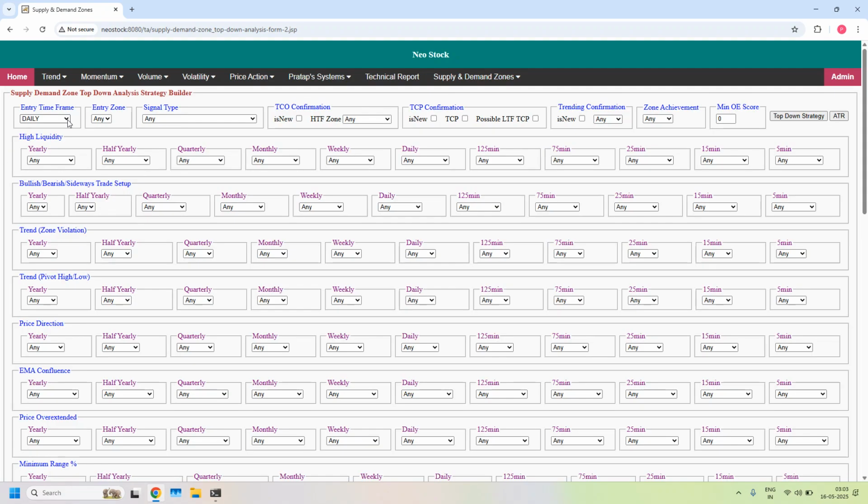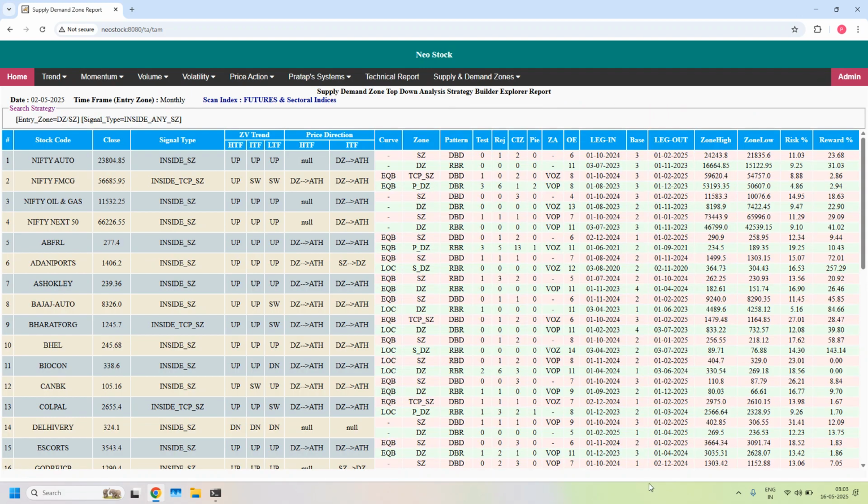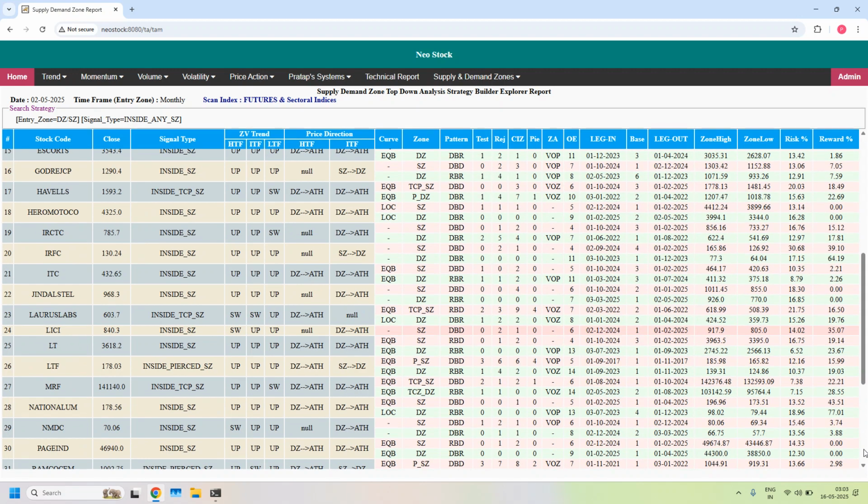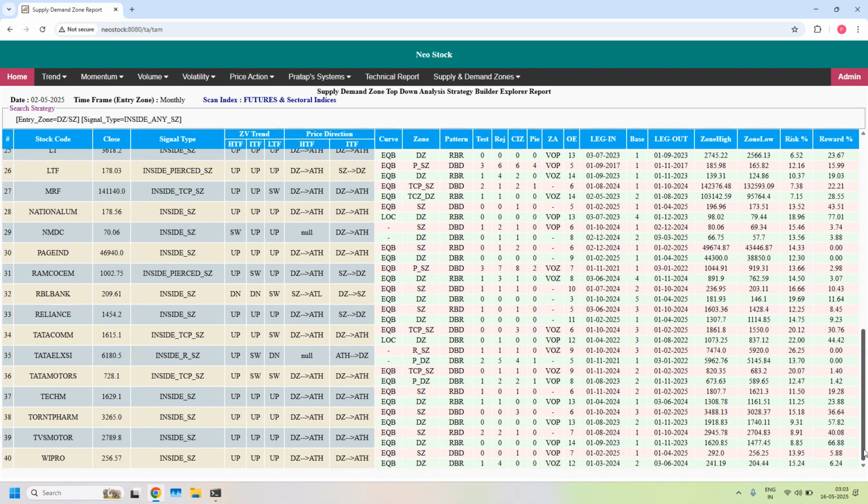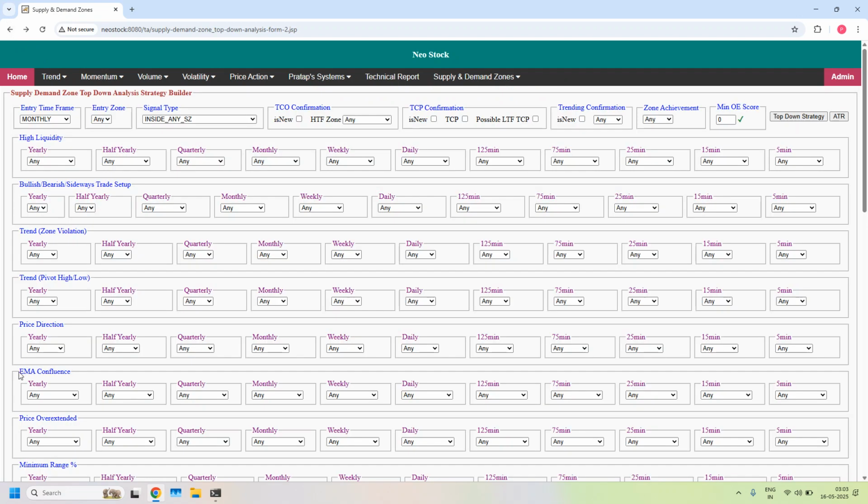Next, monthly time frame, price closed inside the monthly supply zone. First 15 stocks in the list. Scrolling the list down. Forty stocks are filtered. We can further filter based on EMA Confluence. On monthly time frame, monthly supply zone having monthly EMA, and also the trend on the monthly should be either up or down.